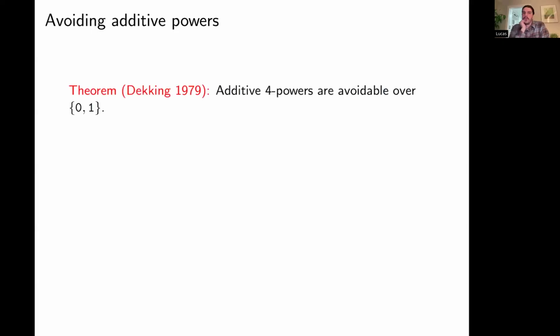Then we have additive powers, where the picture is not quite complete. I'm going to again focus on just subsets of the integers. In 1979, Dekking showed that additive 4 powers are avoidable over 0, 1. Dekking didn't use this terminology, but abelian 4 powers are exactly the same as additive 4 powers over the binary alphabet. So Dekking's result for abelian 4 powers can actually be rephrased this way.